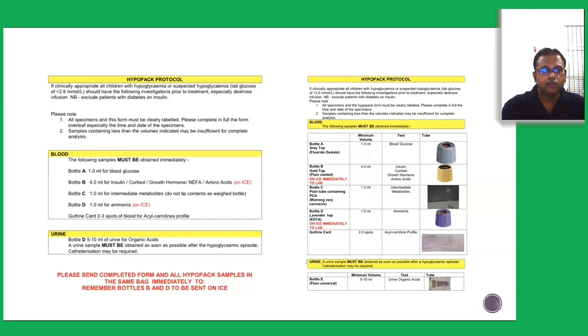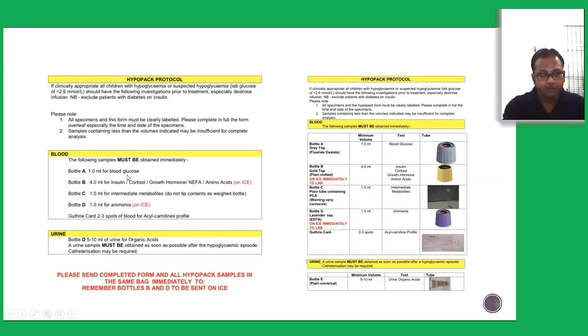So in the UK, when we were practicing there, we had to follow the hypopack protocol. That is, if a child comes with a low sugar value that is not in a diabetic child who is having hypoglycemia. So if any child without any particular diagnosis is presented to you for the first time with a hypoglycemic episode, then at that time itself we take these blood samples. All right. So these are the bloods we have to take. It comes in a pack.